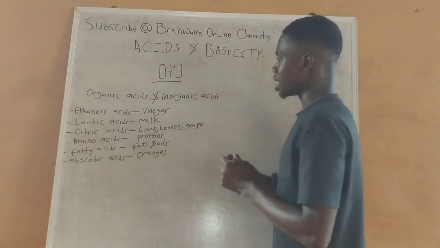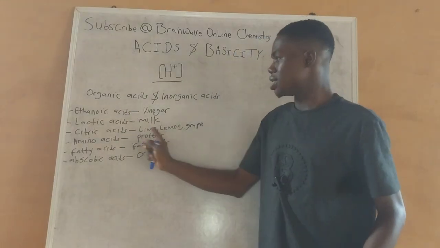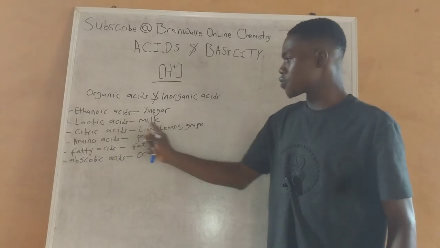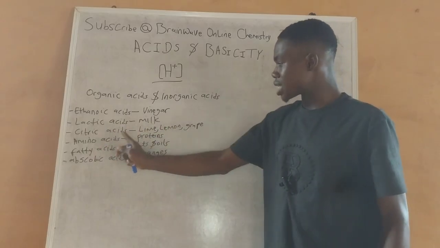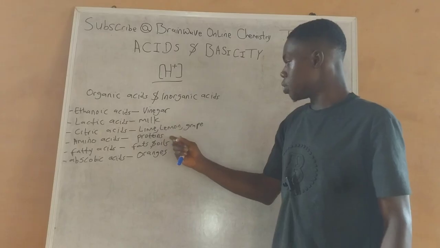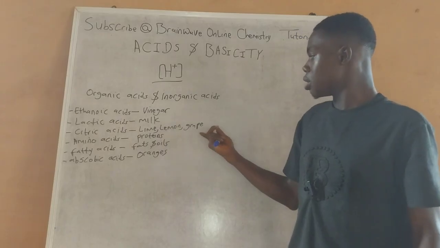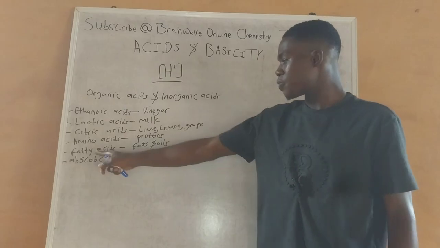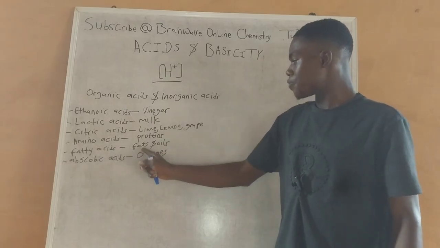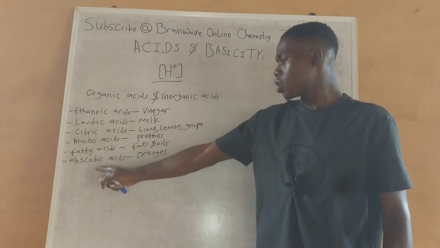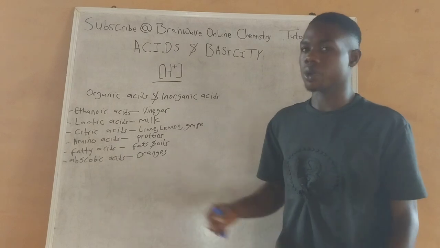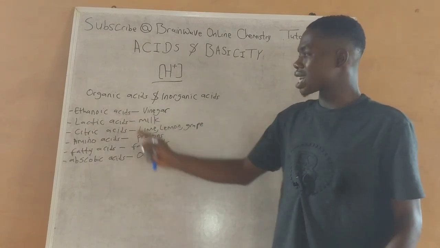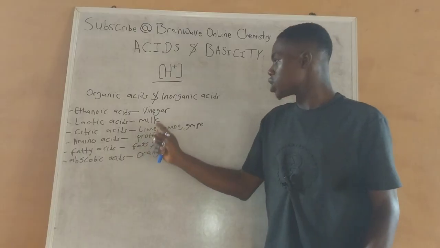So these are some of the examples of organic acid. We have ethanoic acid gotten from vinegar, lactic acid gotten from milk, citric acid gotten from lime, lemon, or grape. We also have amino acid gotten from proteins, fatty acid gotten from fat and oils, then ascorbic acid gotten from oranges. So these are some of the examples of organic acids.